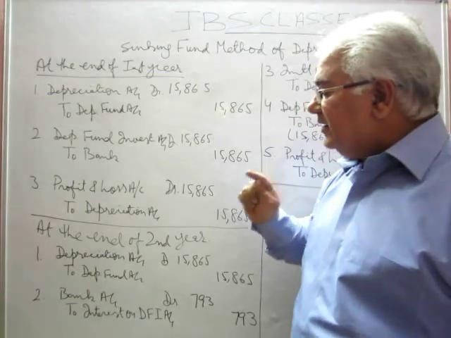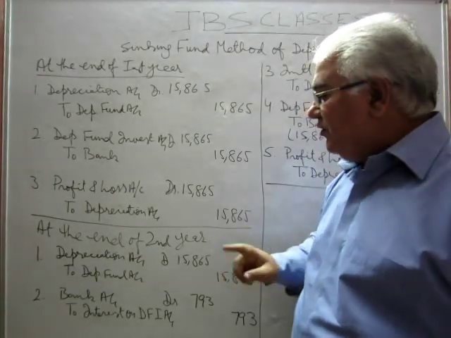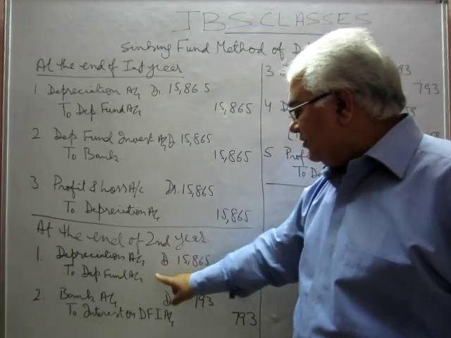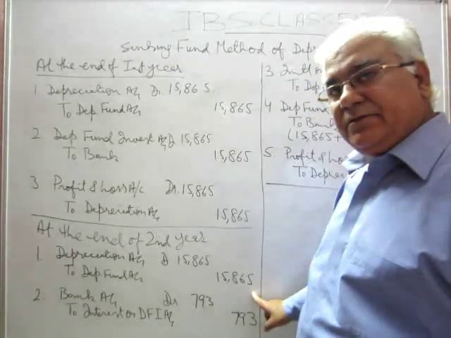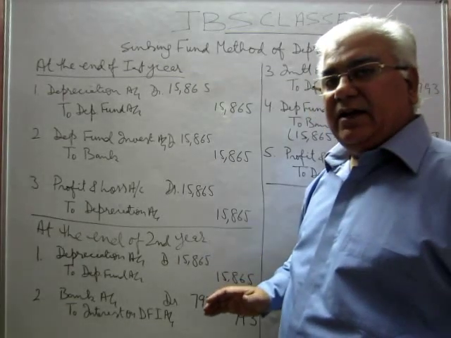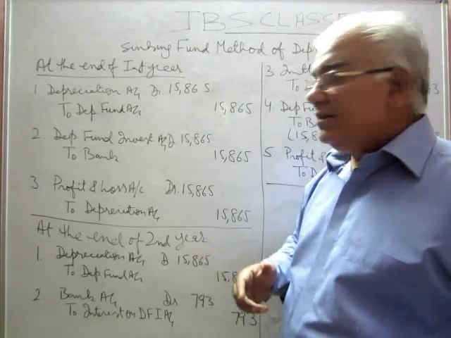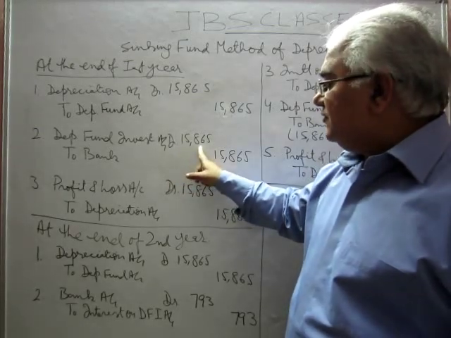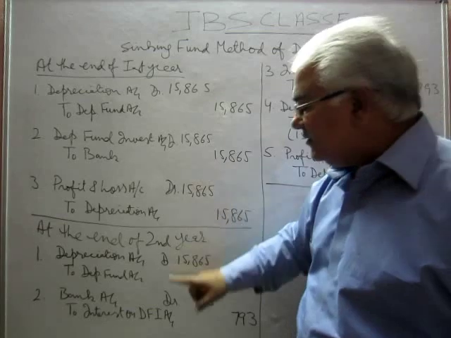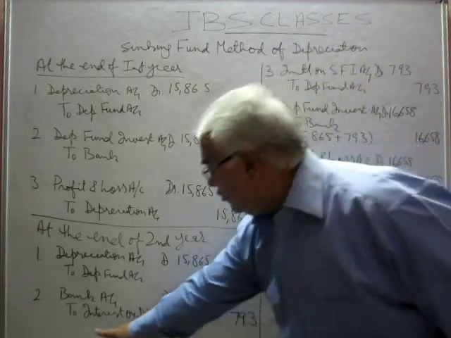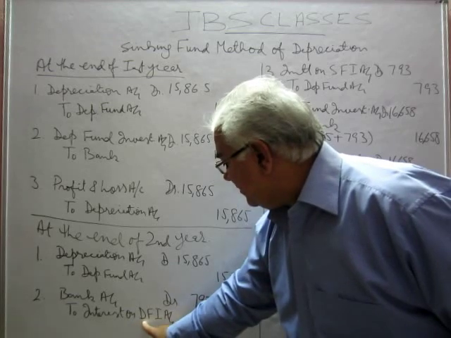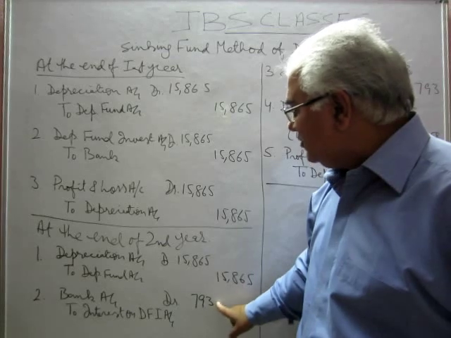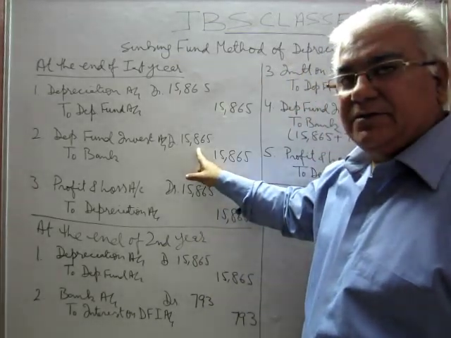Now, at the end of second year, again as usual, we have to provide depreciation. Entry is depreciation account debit to depreciation fund account. Right. Now at the end of second year, we will get interest on this investment which we made. 5% of this we will receive as interest. So entry for that is bank account debited to interest on depreciation fund investment account, that is 793. This is 5% of this investment made by us.